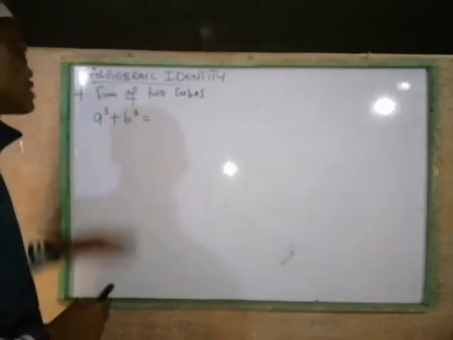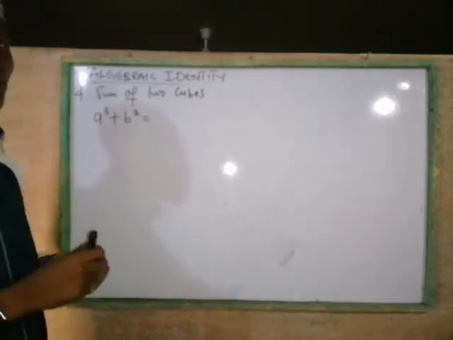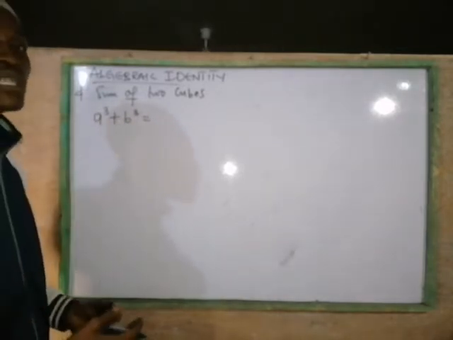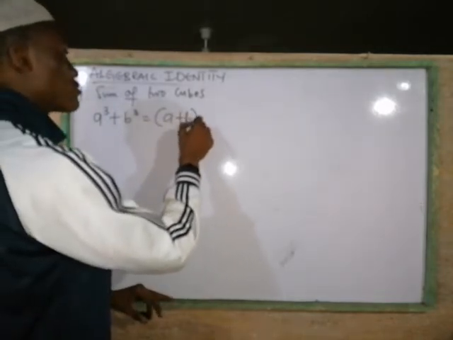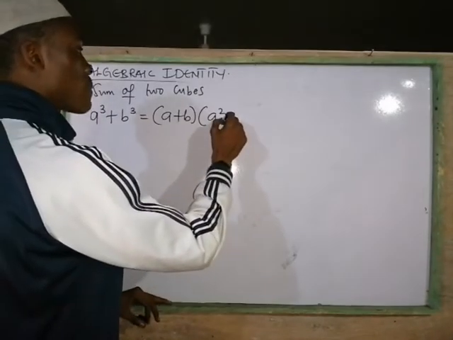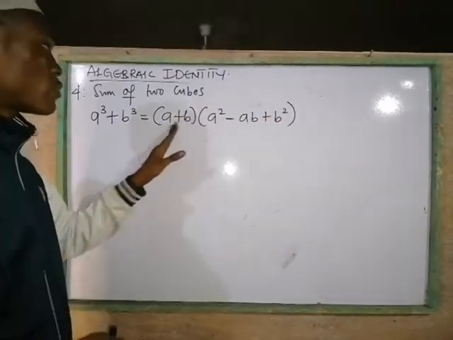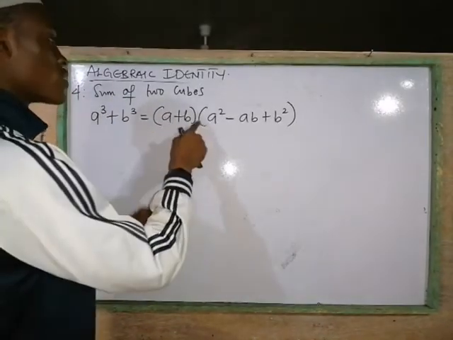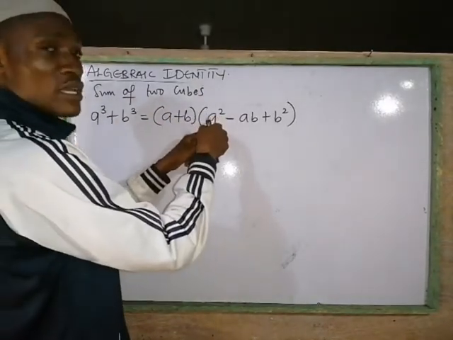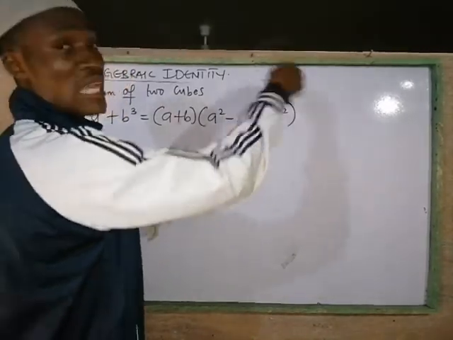Next identity is sum of two cubes. Class, sum of two cubes is going to factorize into (a plus b)(a squared minus ab plus b squared). A plus b, that is the first value, without any square. Then you take the a squared, then you remove ab, then you add b squared. A squared, remove ab, then add b squared.